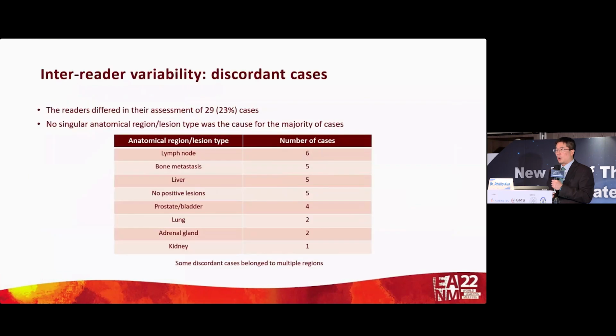And I did a little bit of a further dive into why these cases were discordant, okay? Was it all due to just one reason or just a couple reasons? But it turns out it was actually a whole variety of reasons that the cases were discordant. There were 6 cases where they disagreed on lymph node, 5 on bone metastases, 5 on liver, 5 on no positive lesion. So it's actually a whole spectrum of reasons. So it wasn't just one single reason that we could put our finger on to say, oh, we need to train people better at that.